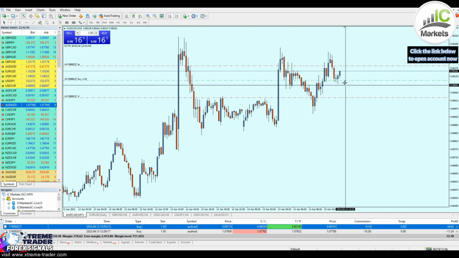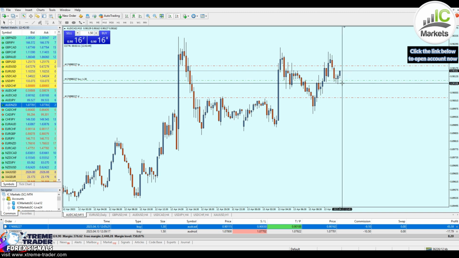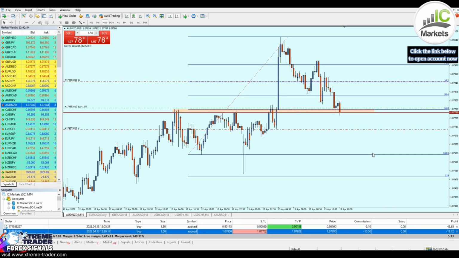At least the AUDCAD is running so well so far, approximately 5 pips of profit. And as you can see, the AUDNZD is still ranging. Anyway, guys, let me know. Please pause the recording, and I'll be back to you later to show you what is going to happen with these trades.